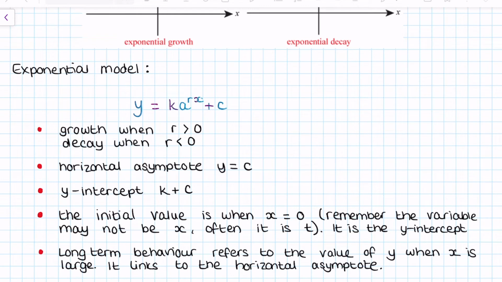Long-term behaviour refers to the value of y when x is large, so as x is getting bigger and bigger or smaller and smaller. It just links to the horizontal asymptote, and quite often that is the solution.